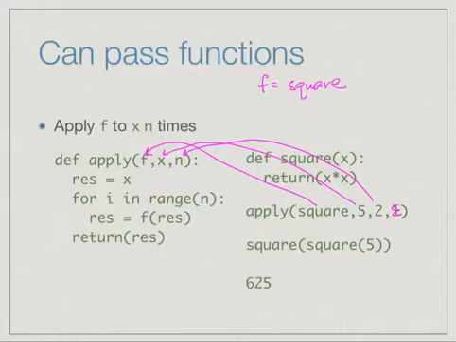So in this sense, being able to take a function name and assign it to another name is very useful, because it allows us to pass functions from one place to another place and execute that function inside another function without knowing in advance what that function is.